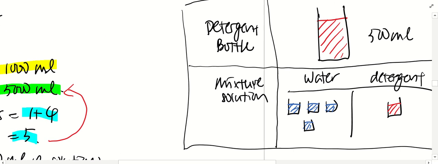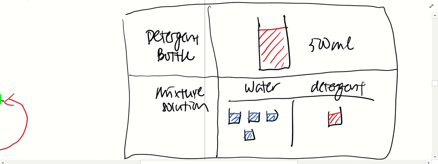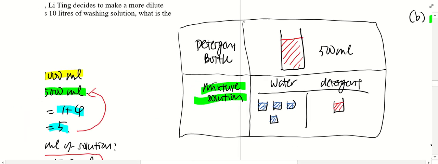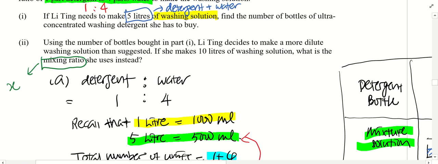So it looks something like this. 1 big bottle of the concentrated detergent is 500 ml, and for the recommended mixture, you need 4 parts water, 1 part detergent. By saying 4 parts and 1 part, I did not specify the exact volume. So from the question, you can tell it depends on the volume of the mixture you want to make. Then you have to go and do the calculation. All right, I hope this is fine. Let's move on to part 2.